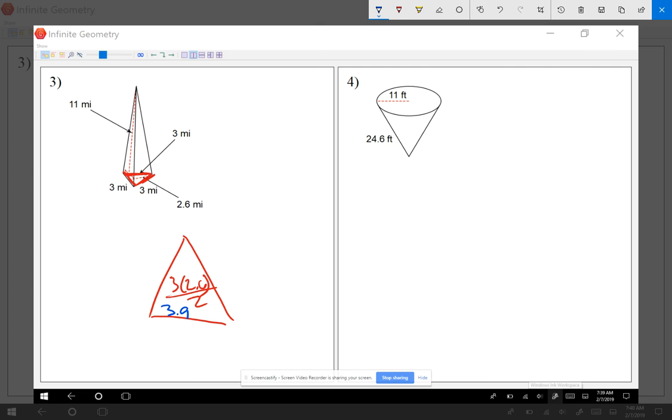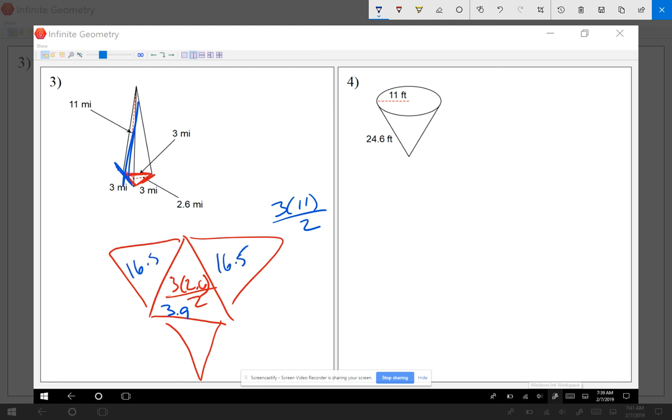That's just the base. Now let me take a look at the other sides. There's a triangle on each side. For the triangles at the side, the 2 numbers across the 90 degrees, I'm looking at 3 and 11. So I'm going to go 3 times 11 divided by 2, and use a calculator for that. You should get 16.5. Now add everything, and you get 53.4.